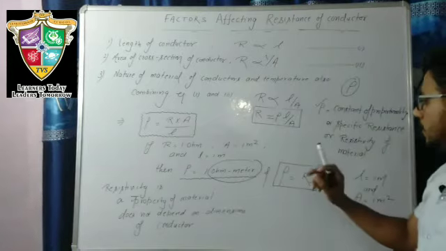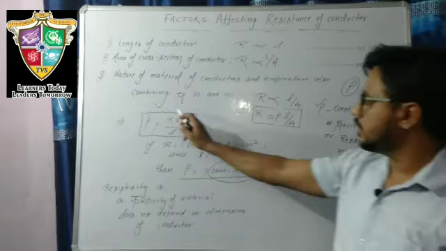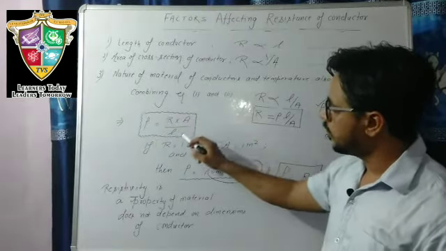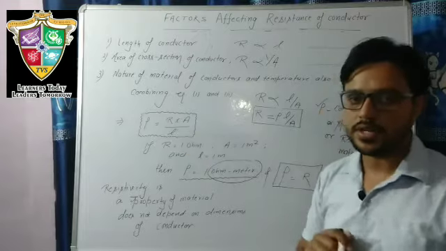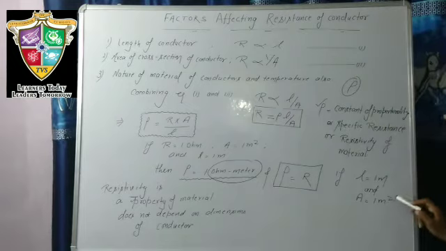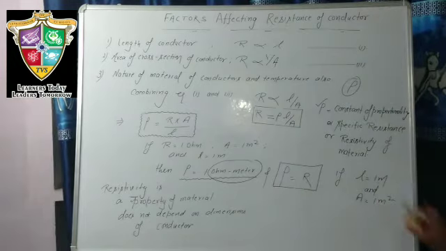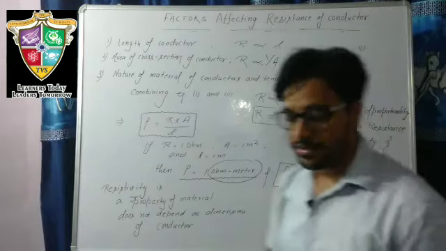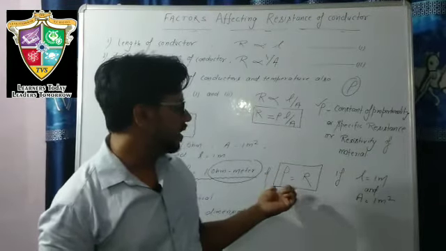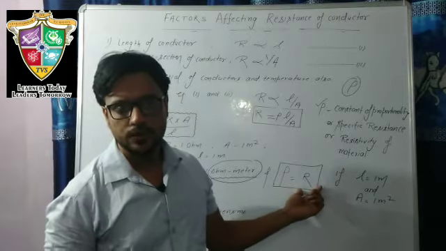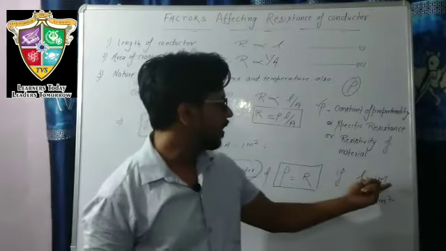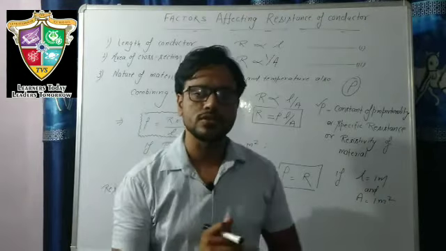And if we take this formula, rho is equal to R into A upon L. If L, the length of the conductor, is 1 meter and the area of cross section is 1 meter square, then rho is equal to R. So we can give the definition of this resistivity. The resistivity of a material is defined as the resistance offered by a conductor of that material having unit length and unit area of cross section.